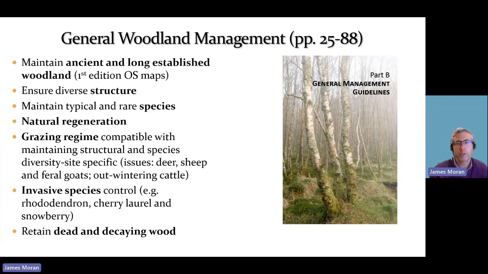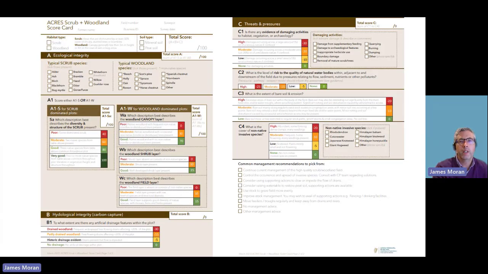Invasive species control is a particular need in Irish woodlands, with many areas showing signs of various levels of infestation from rhododendron, cherry laurel and snowberry in some areas. It is also important in native woodlands to retain dead and decaying wood in terms of both carbon dynamics and diversity of invertebrate species and associated food webs. So the main management drivers that determine how a woodland and scrub area scores are summarised in this slide.